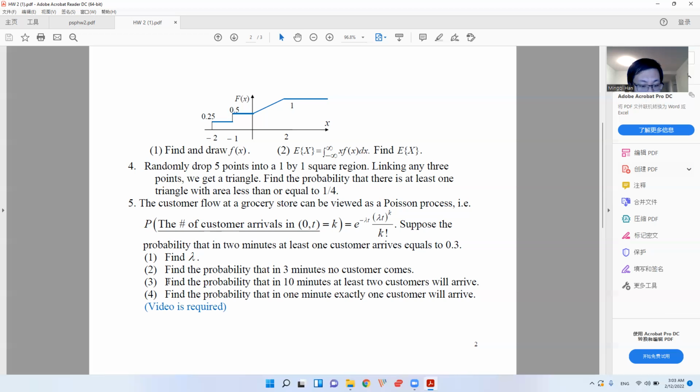For part 3, it says to find the probability that in 10 minutes, at least 2 customers will arrive. At least 2 customers arriving would mean that 2 customers counts, and 3 customers arriving in the 10 minutes also counts, and also 4, 5, and all the way to infinity, which is a lot of calculation. I cannot just do that. But what I can do is find the probability of having no customer arrive and having one customer arrive in the 10 minute window.